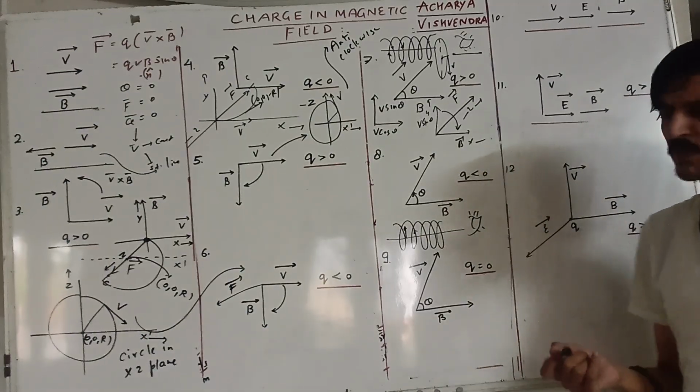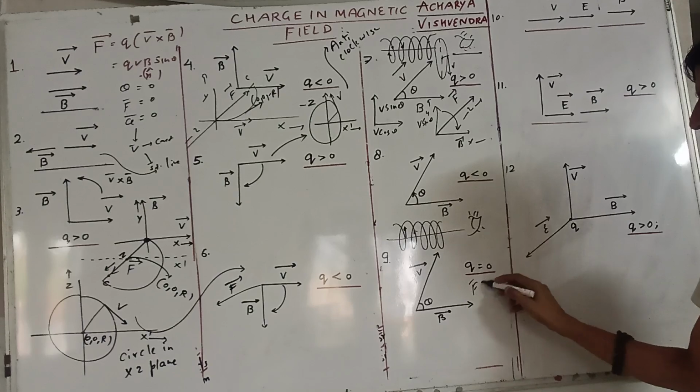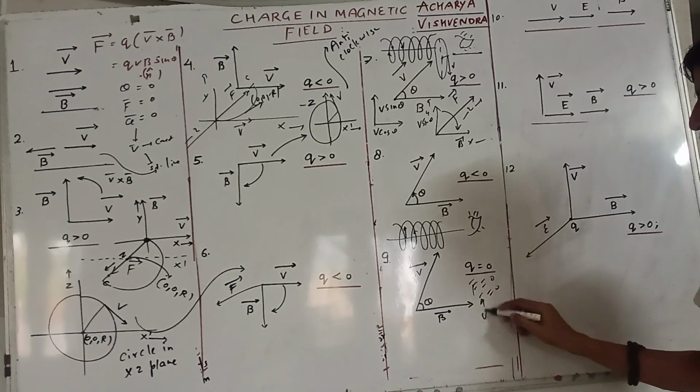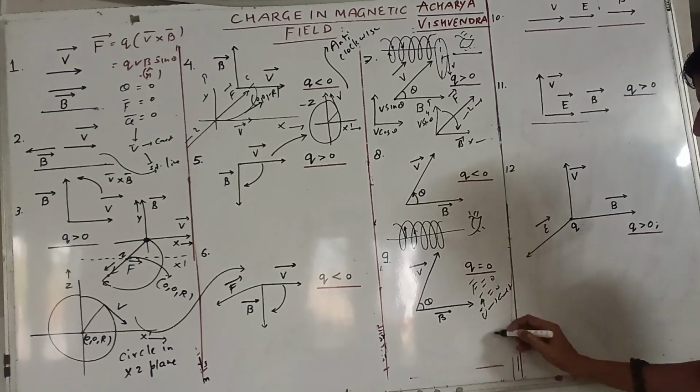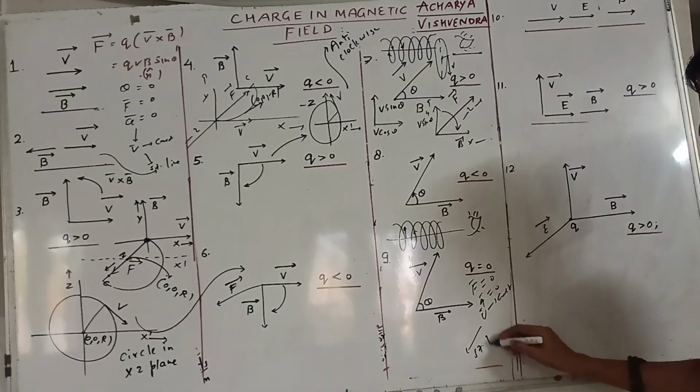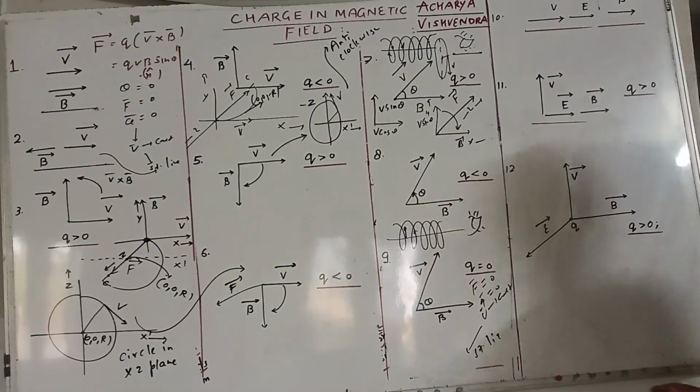Now in this very simple question, if the charge is 0, the force will be 0, so the acceleration will be 0, so the velocity will be constant. Hence we can say that the particle will move in a straight line. So that's a very simple question.